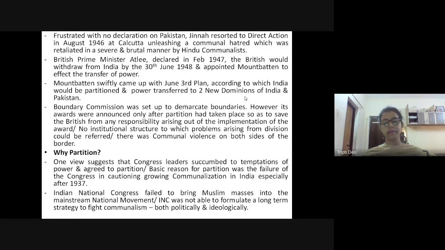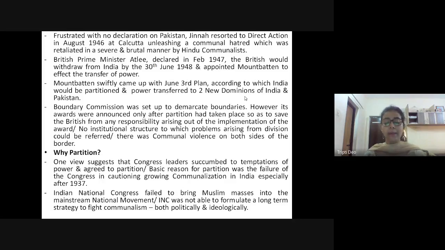There were two dominions that were suggested, India and Pakistan, but how they will be partitioned, the borders and all, would be told later. A Boundary Commission was established, and Sir Radcliffe was appointed. It would announce the terms of the awards of the boundary demarcation only after the partition. So there was a lot of communal violence on both sides when partition happened.